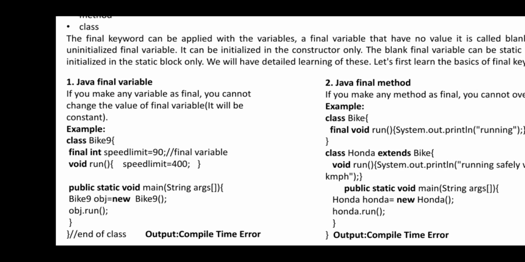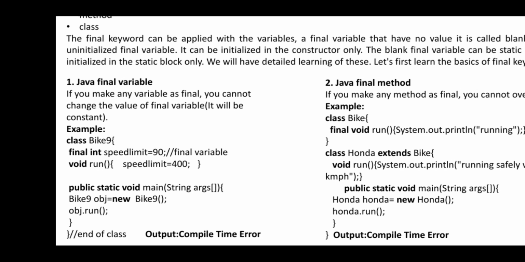Then how are you going to define this one? Now you're going to have a simple example here. It is defined over here with class Bike9, public void, int speedlimit = 90. It means a final variable is defined with final int speedlimit = 90. Here you have defined it with 90. Then void run, speedlimit = 400. So finally you have given the value as 90.